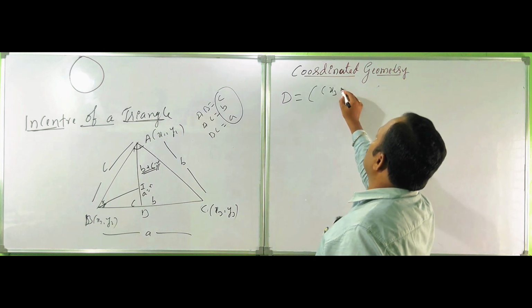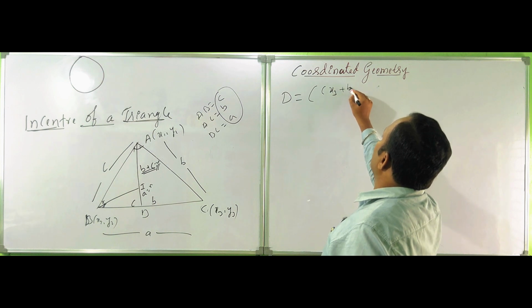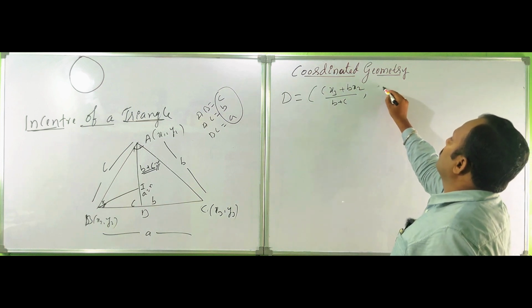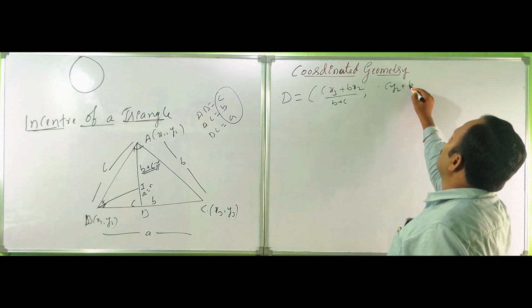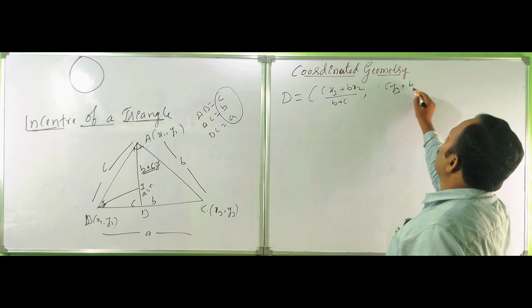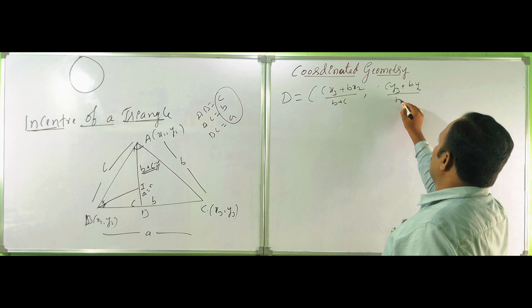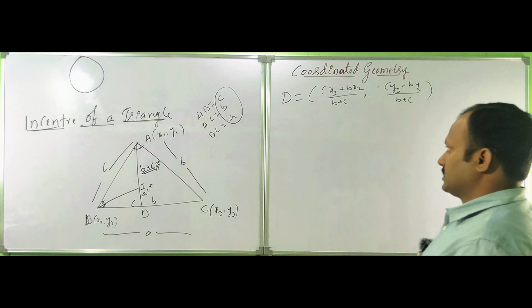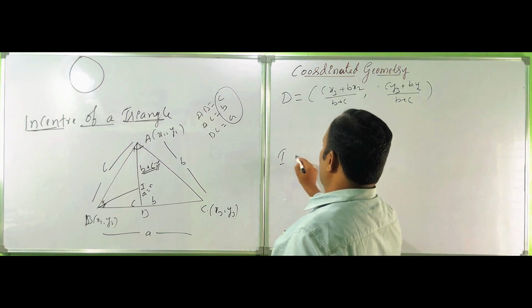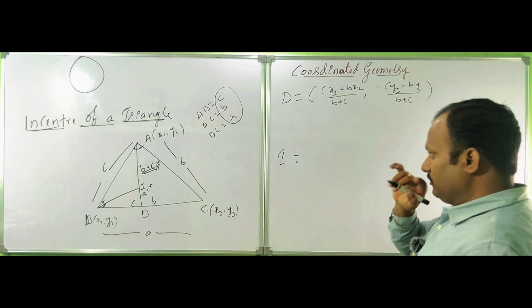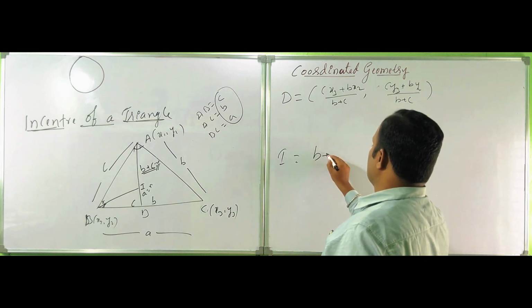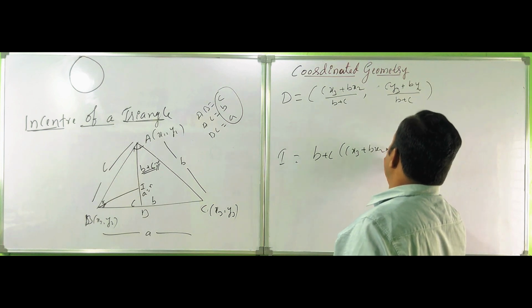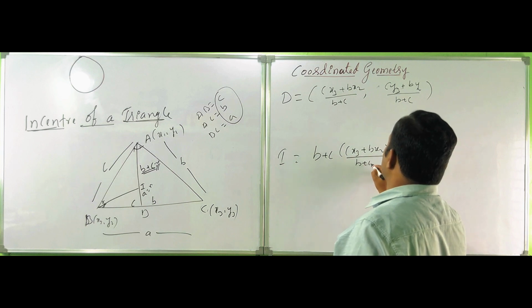We have D equal to (C x3 plus B x2) divided by B plus C, and (C y3 plus B y2) divided by B plus C. These are the points, and A is equal to (x1, y1). Further, consider I. This is quite important: B plus C into (C x3 plus B x2) divided by B plus C.